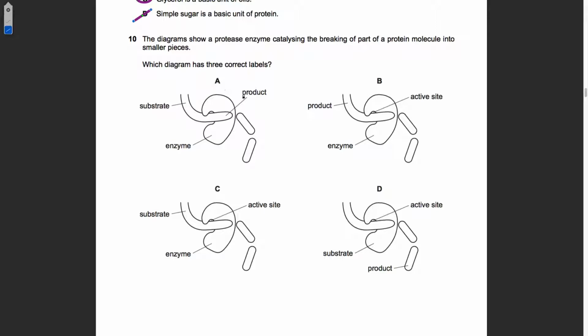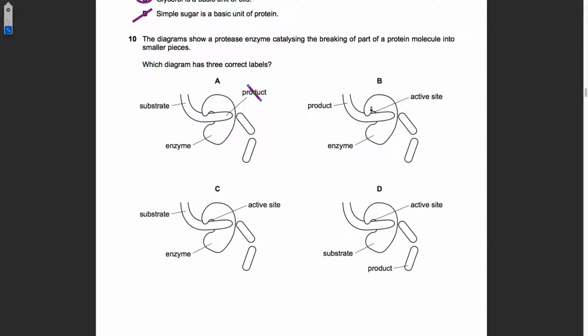With A, we've got the product. Okay, the product, that doesn't seem quite right. It's just kind of in the active site, so it's not been released yet. The product is what's released from the active site, which is kind of here, these 2 smaller parts. Enzyme, yeah, it looks like an enzyme to me. It's got a little cleft, what's known as the active site. And substrate looks right to me. It's this bit I'm not so sure about, so we'll move on. We can always come back and, like I say, if we get it down to 2, then that makes life a bit easier.